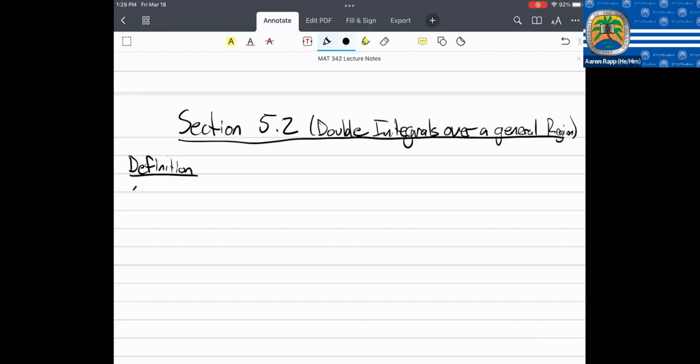So first up, definition. To get away from R for rectangle, like we've been doing before, we're going to just do a capital D for our region instead. But it's still talking about the region that we're integrating. So region D in the XY plane is of type 1 if it lies between two vertical lines and two functions of x.